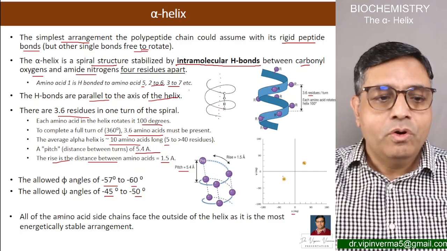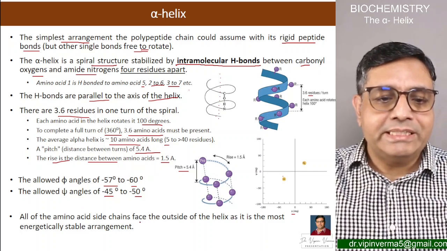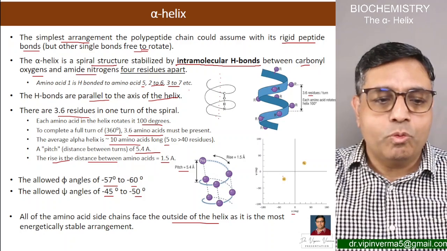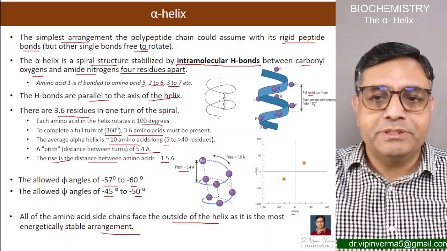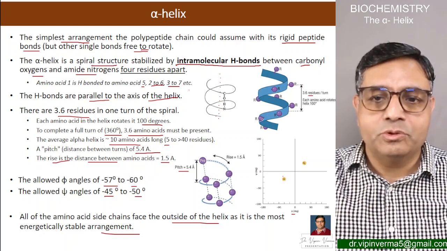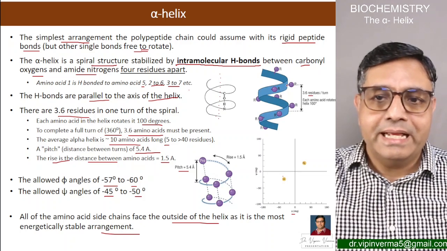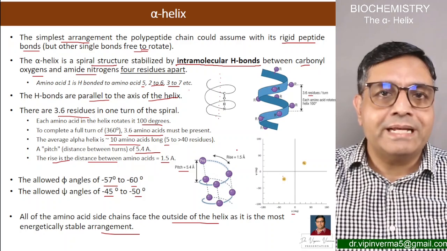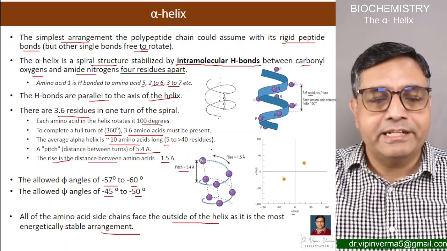Okay, now all of the amino acid side chains face the outside of the helix, as it is the most energetically stable arrangement. So you can see here these are the side chains and they are facing outside the helix. So you can see this is the helix and they are facing outside, which is the most energetically stable arrangement.